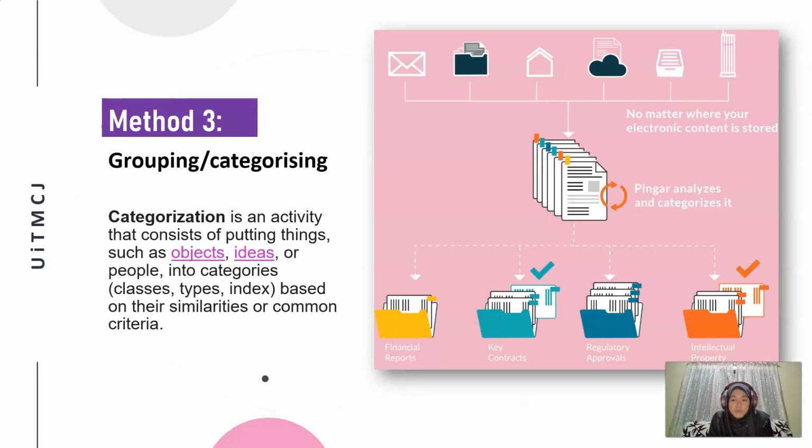Now we move to the next one, which is method number 3, grouping and categorizing. Categorizing, categorization or grouping is the activity of putting things together, such as objects, ideas, and people, into categories. What kind of categories? For example, classes, types, index. How do you categorize? Normally based on similarities or common criteria.